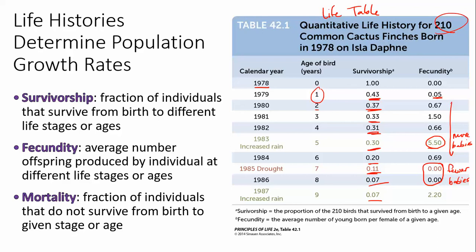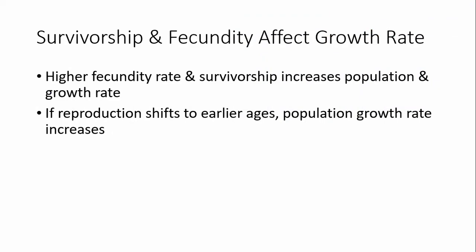So looking at these types of things, survivorship, what fraction of an original group that are born in the same year survive to a certain age, fecundity, average number of offspring produced, and then there's also mortality, which is the fraction of individuals that die. So all of those things are part of an organism's or a species or a population's life history, and can affect the population growth rates, population dynamics with other species, which we'll talk about in our next lesson.